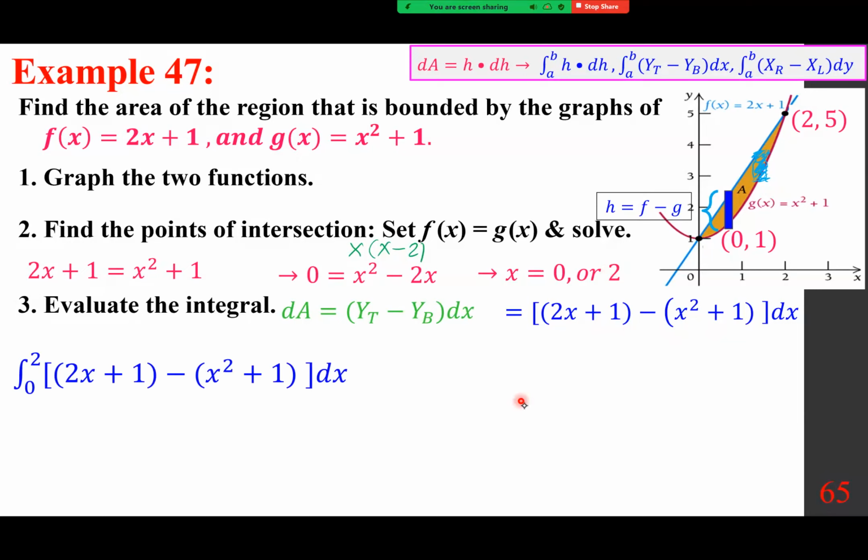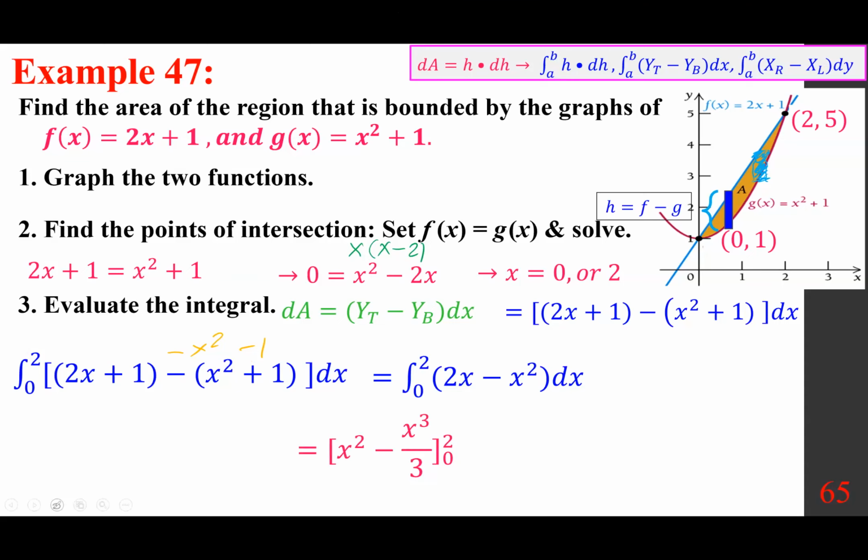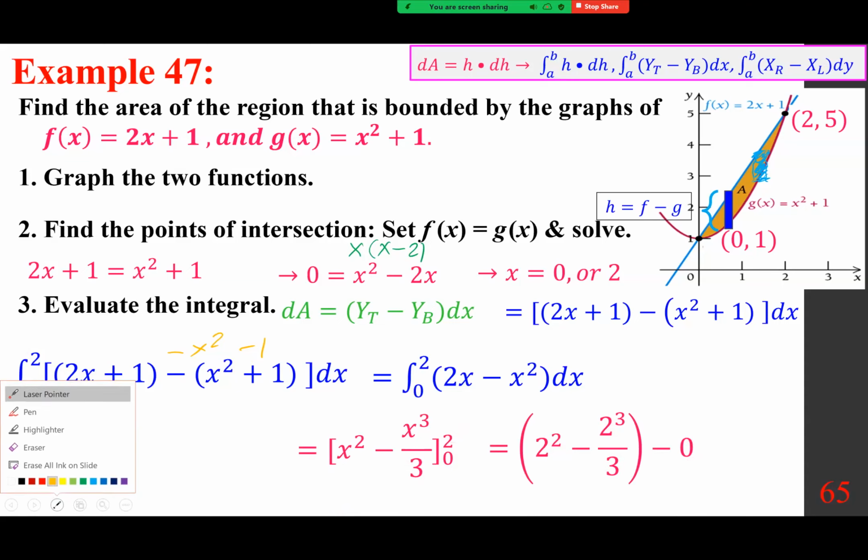And now that we are here, it becomes mechanical, fairly simple. So we have 2x plus 1 minus x squared plus 1. These two cancel each other. And we get 2x minus x squared. 2x gives us x squared, and x squared gives us 1/3 x cubed. So x squared minus 1/3 x cubed from 0 to 2. Obviously, 0 makes it easy because it's 0. So just plug in 2. 2 squared minus 2 cubed over 3 minus 0. When you plug in 0, you get 0. So this is 4. This is minus 8/3. Four times 3, 12 minus 8 is 4/3.